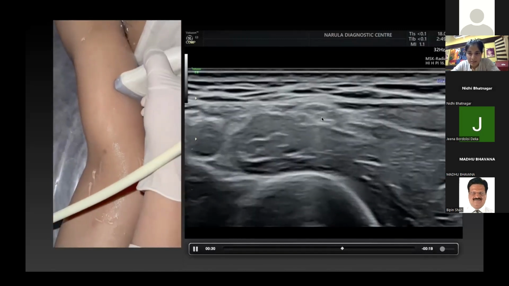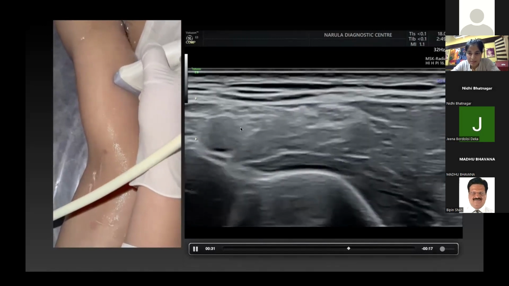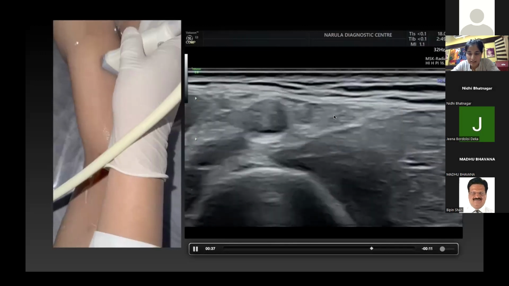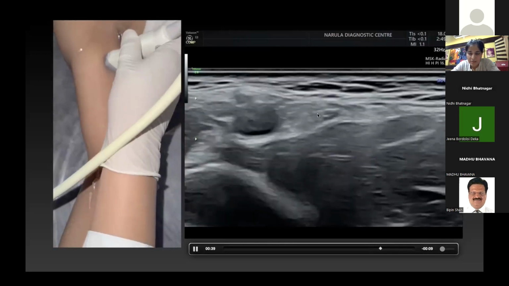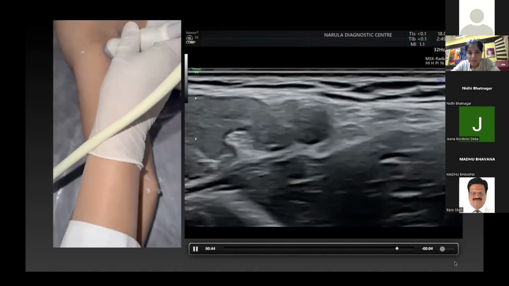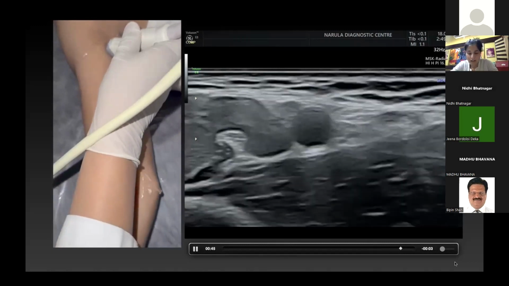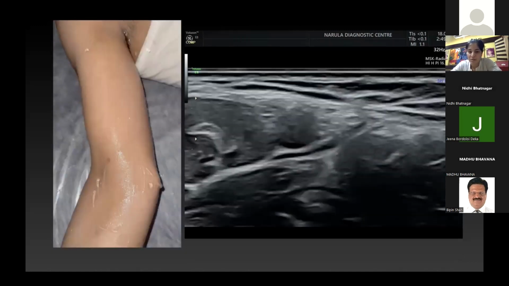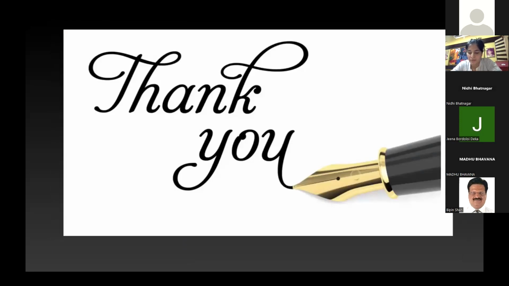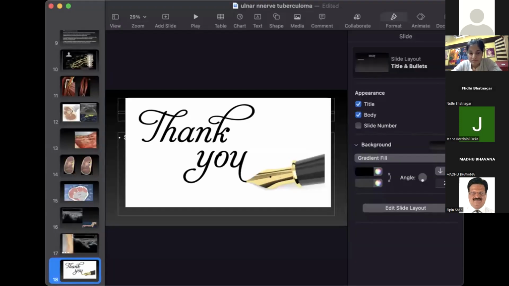As we go cranially, it is approaching the brachial artery. This is the brachial artery. This is the ulnar nerve. So the ulnar nerve is present posterior to the brachial artery. So this was a rare case of ulnar nerve tuberculoma, which was mimicking an axillary lymph node. Thank you.